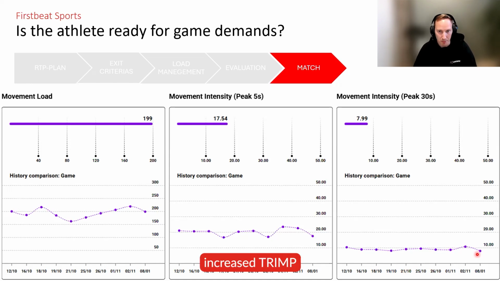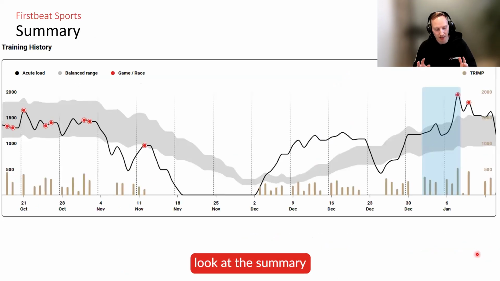A bit increased trim in the first game after the injury. Good. Let's have a look at the summary of this return to play case.